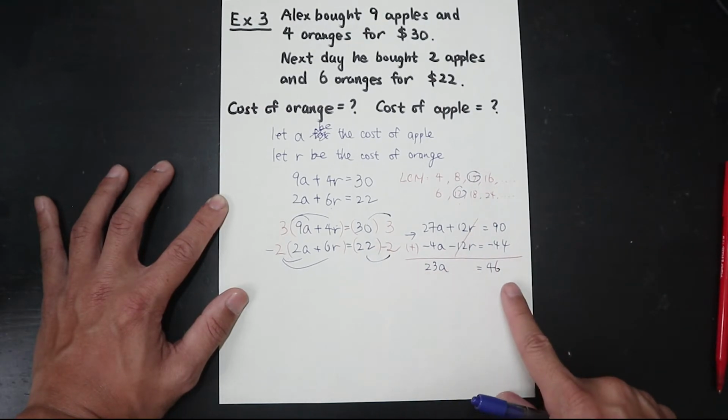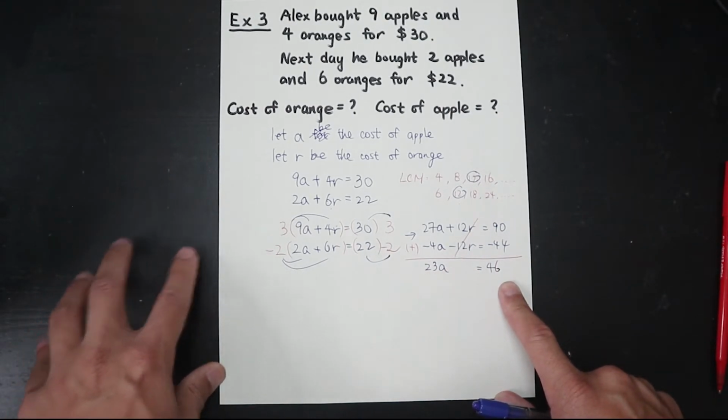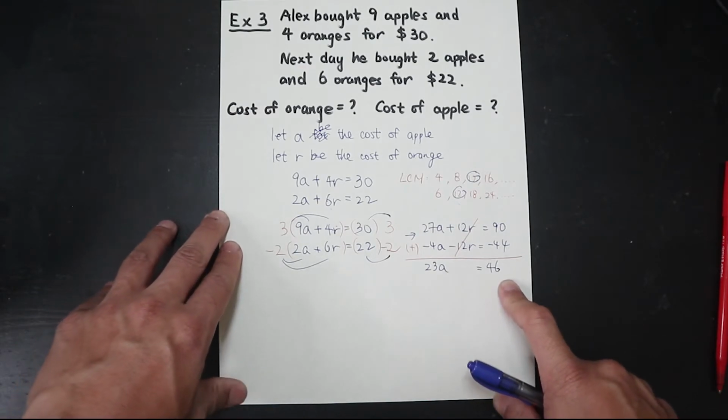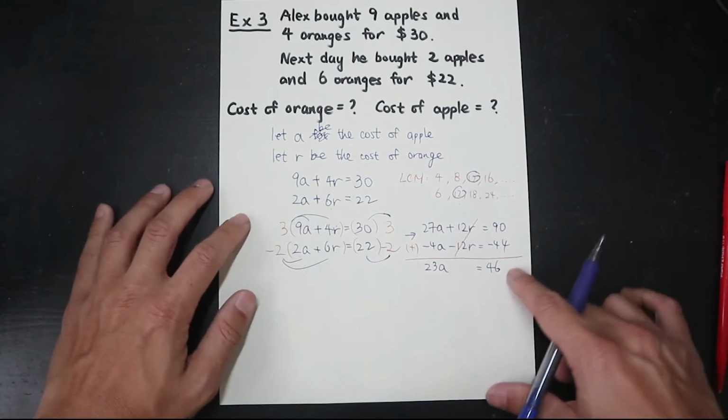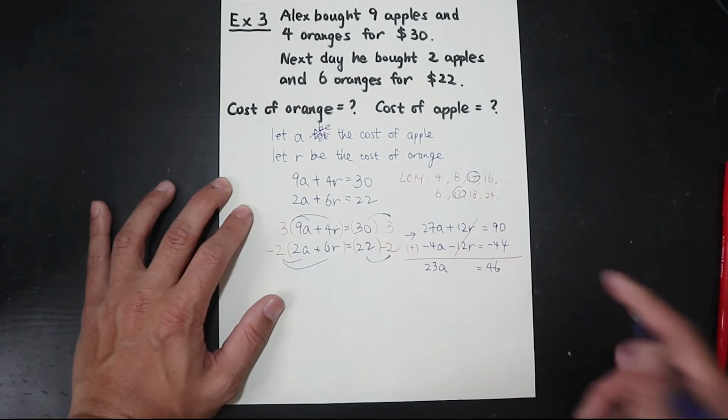Does 23 go into 46 evenly? And the answer is yes. So in these kinds of problems, your answer should be very nice whole numbers. There are no decimals, no fractions, and if it's a decimal, it's a nice decimal, like half, like 0.5. Nothing ugly like 0.12 or 0.23 or 0.365.